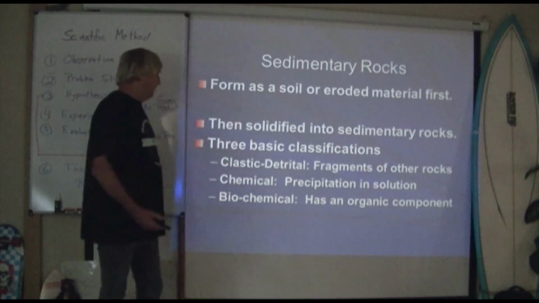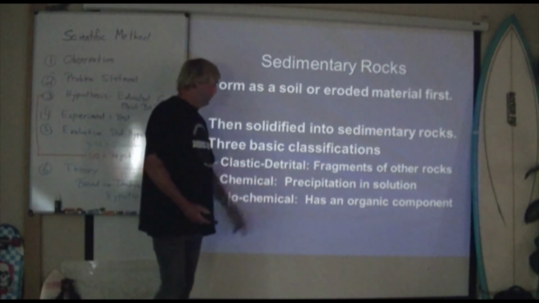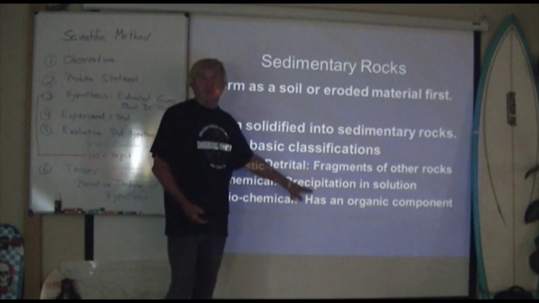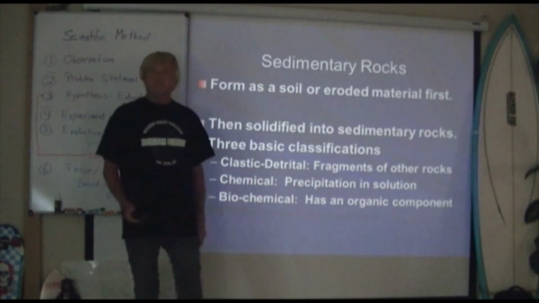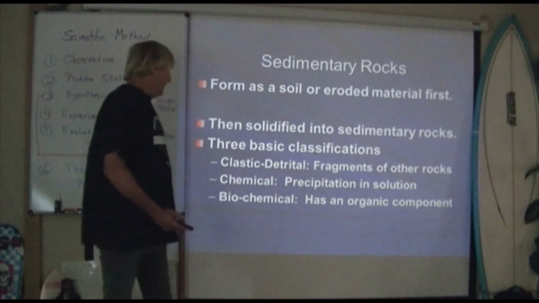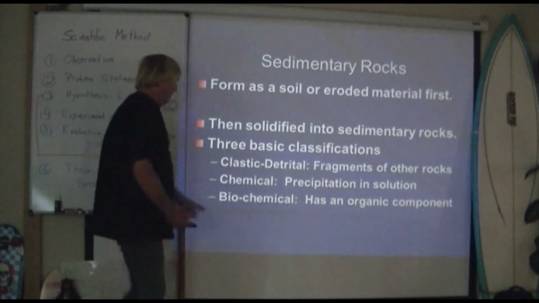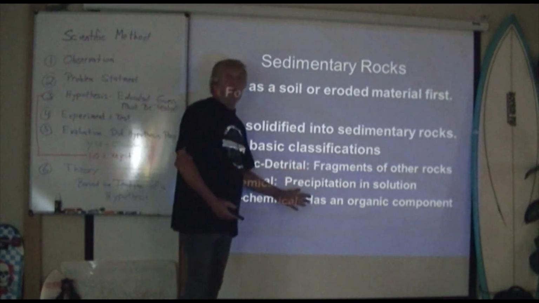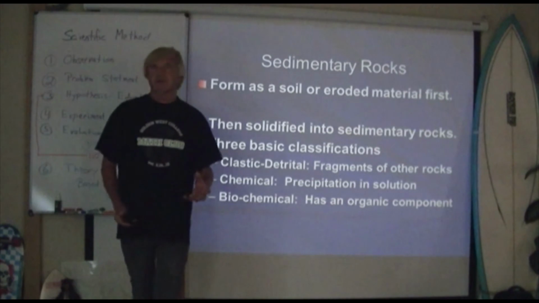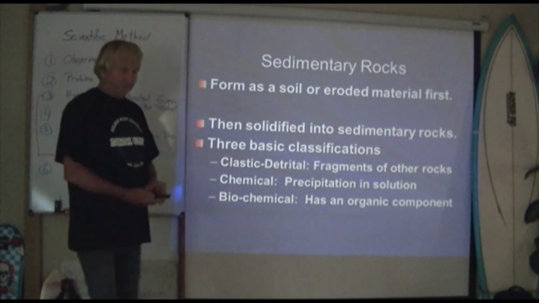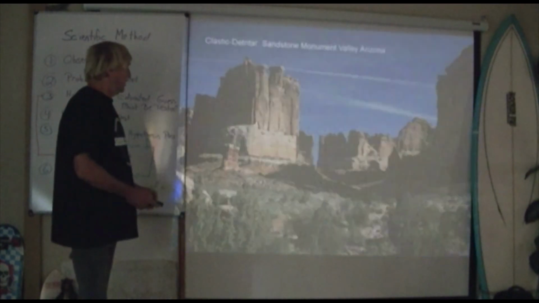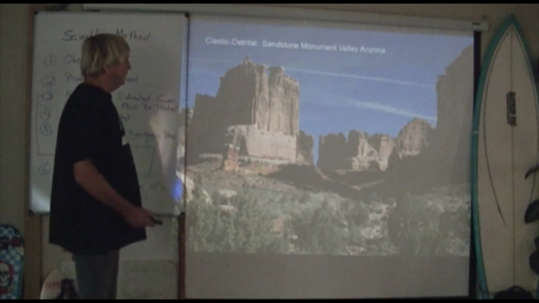Chemical rocks were precipitated in a solution. In other words, at the bottom of an ocean or in a lake. And then there's biochemical. It has an organic component to it, and the only true biochemical rock is coal. So coal is a biochemical rock, it has organic material. So here's a good example of clastic sedimentary rocks.